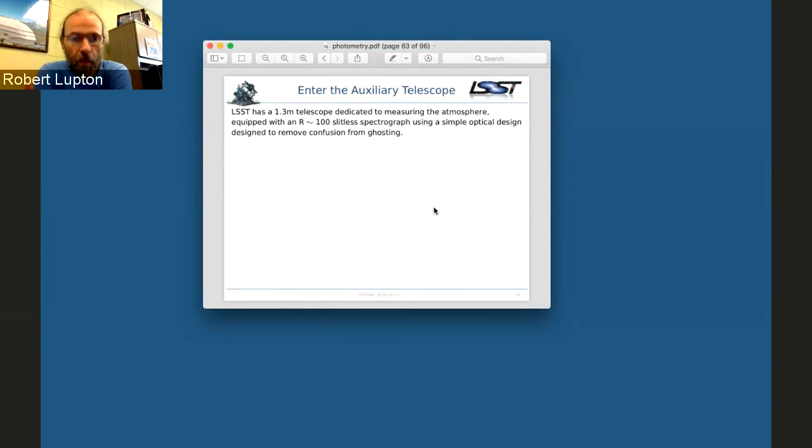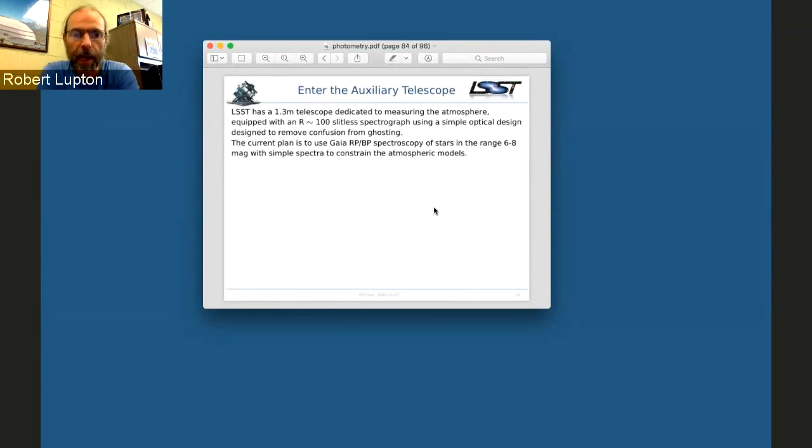So we also have a 1.3 meter telescope called the Auxiliary Telescope. It used to be called Calypso. Eli Rykov wants to call it the oxtail, as in soup. I don't think he's going to win that battle. It has an R of order 100 spectrograph with a simple optical design which is wedged and often tilted, so there's no ghost light near the primary image. This is a spectrophotometric machine. It's using an LSST chip, so we've got good red response.